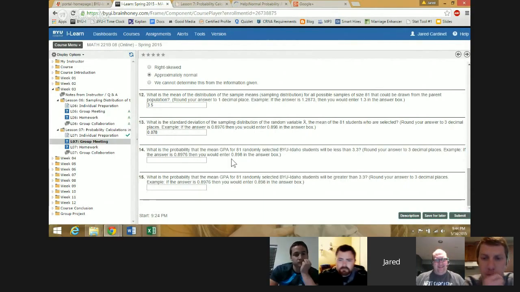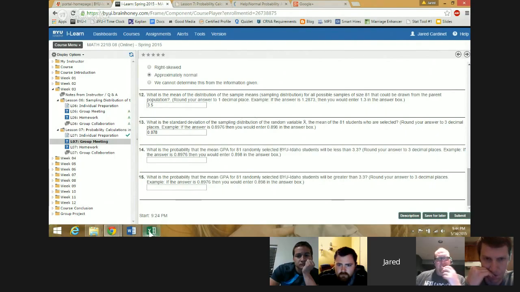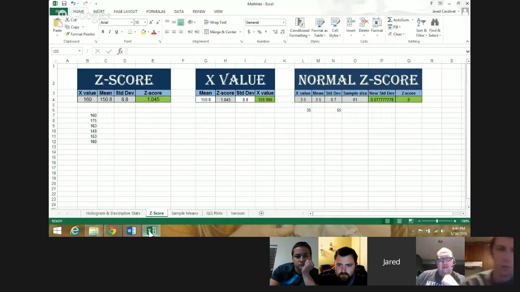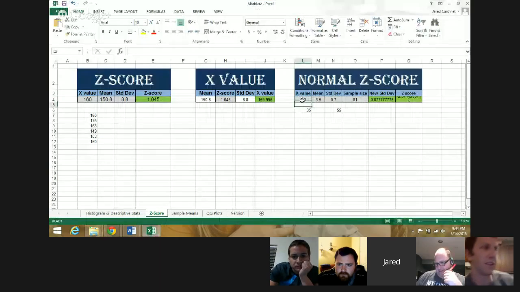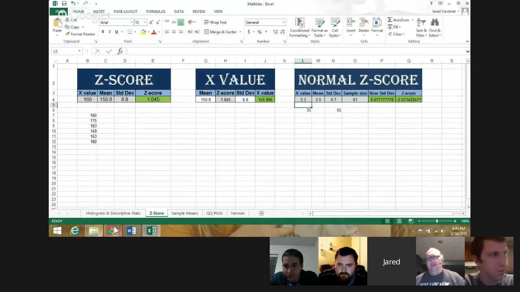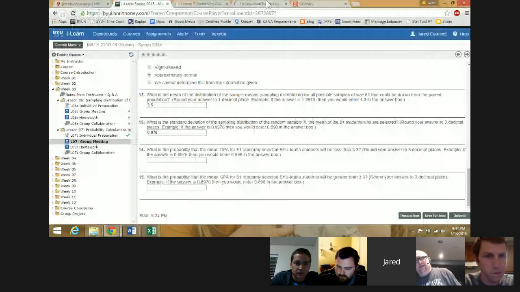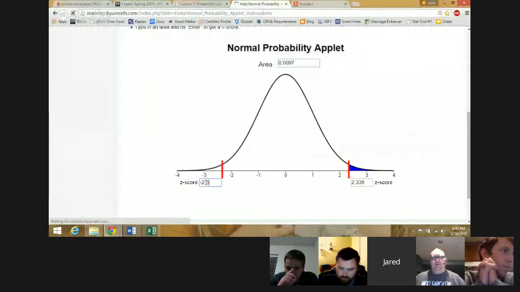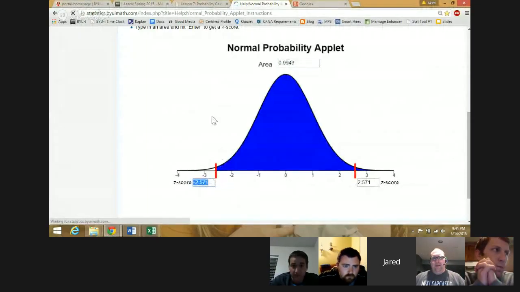0.078. What is the probability that the mean GPA for 81 randomly selected students will be less than 3.3? I was hoping this would be like the 68, 95, 99 rule, but it's not. No, it's negative 2.571. Put that up here. Negative 2.571. That is what I said, right?